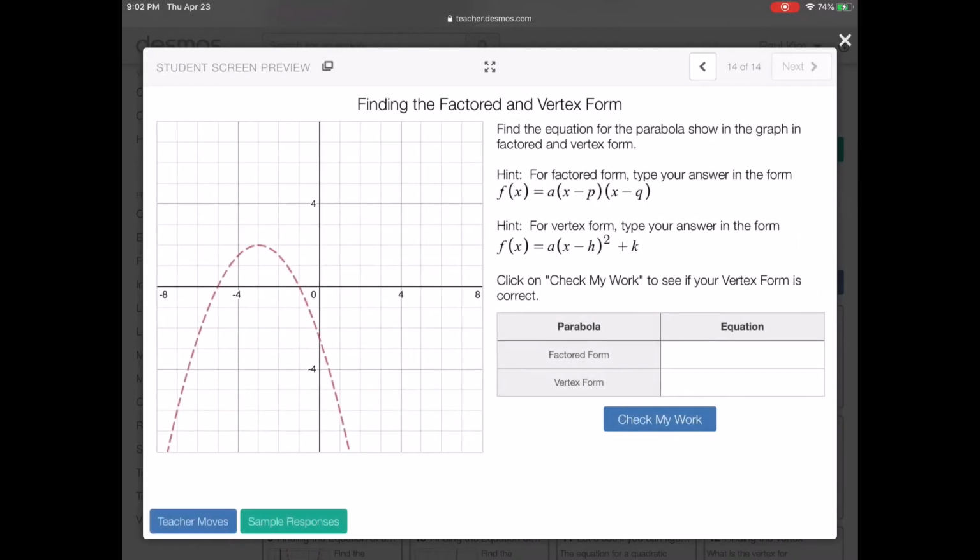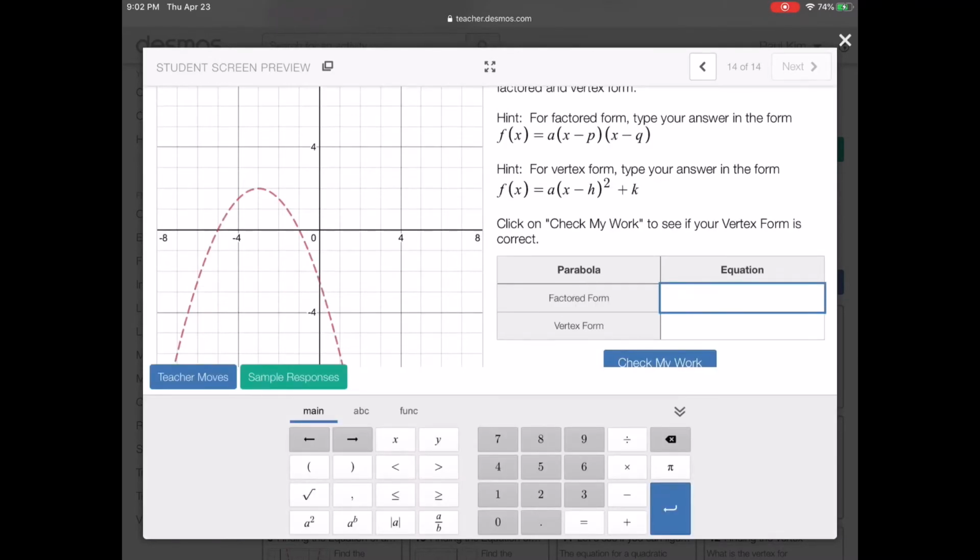Find the equation for the parabola shown in the graph in factored form and vertex form. So in factored form, that's what we did a couple of days ago. Here, I know that my a value is going to be negative because it's concave down, so I'm going to put a negative there for now. One of my x-intercepts is at -5. So that tells me I'm going to have x plus 5 as one of my factors. And then another x-intercept at -1. That's going to give me x plus 1.